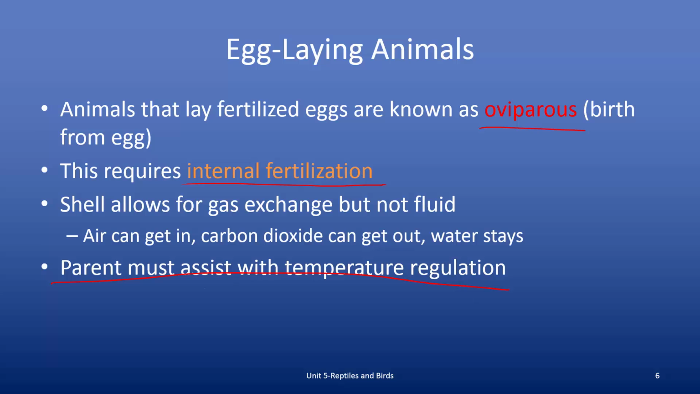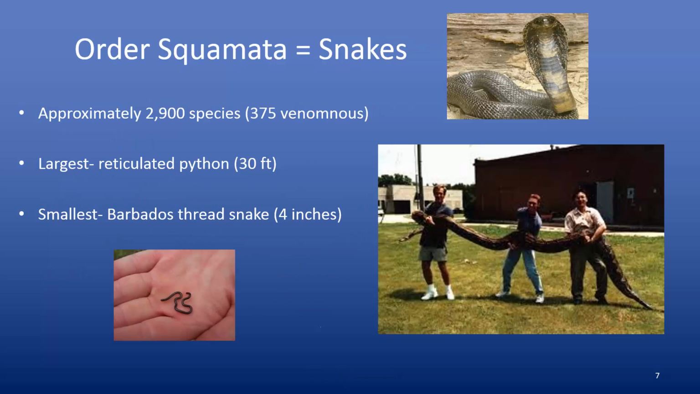And temperature, especially in our crocodilians, is very important for the sex of each individual animal. So if the eggs reach a certain temperature, they become males. If they're under that certain temperature, they become females. So temperature does play a big part in an embryo's development.